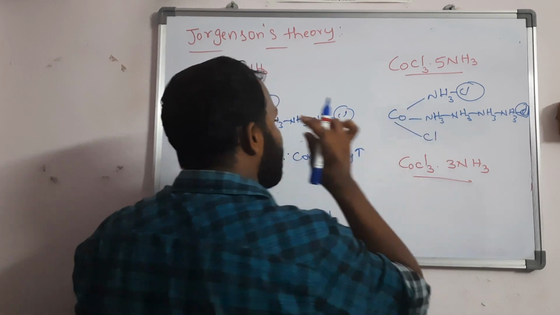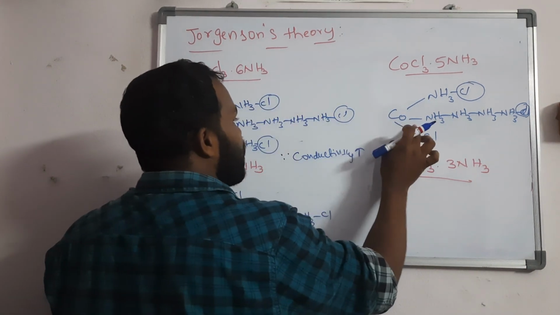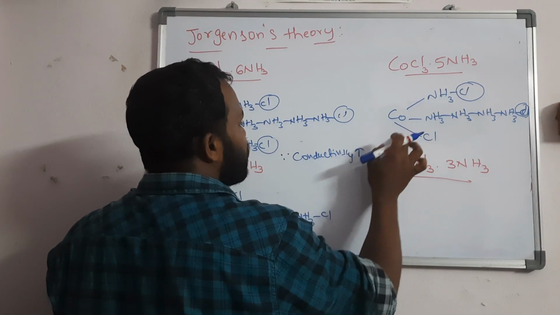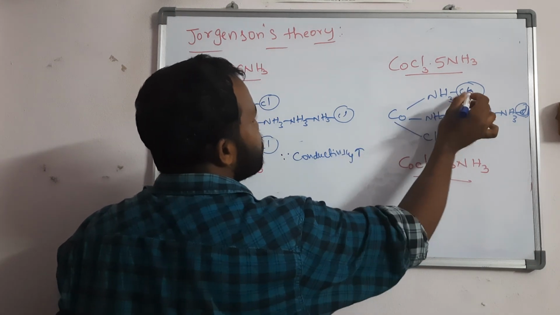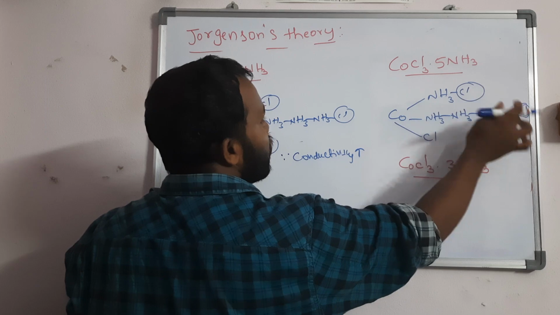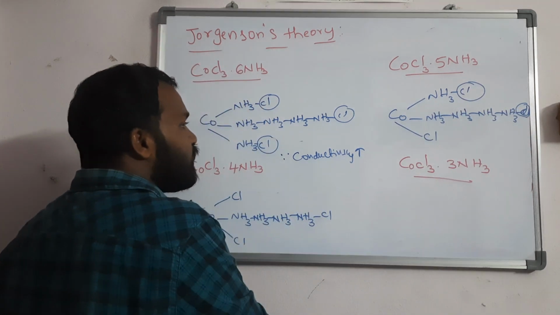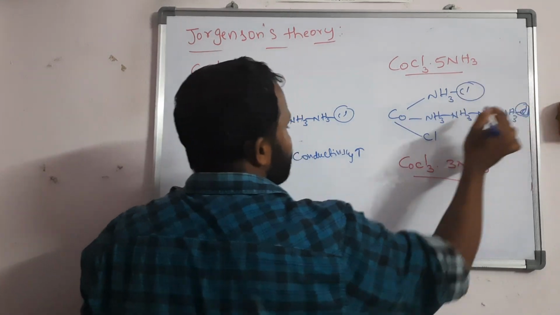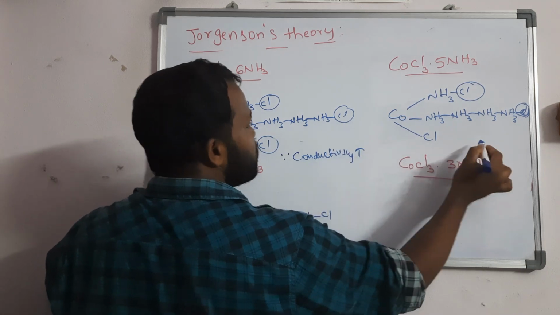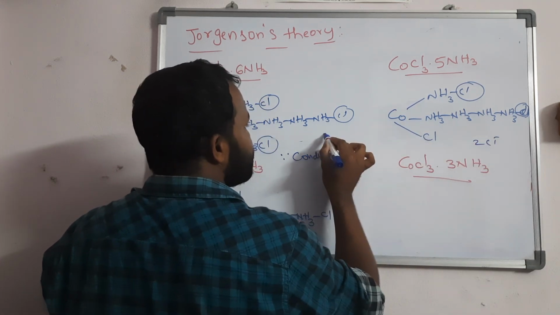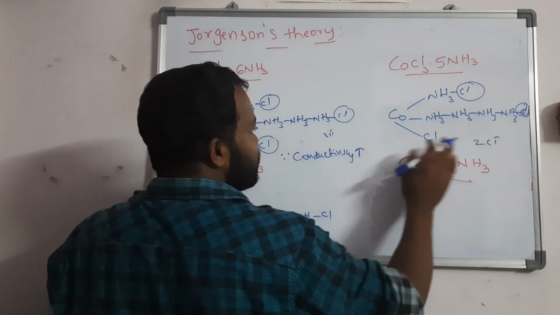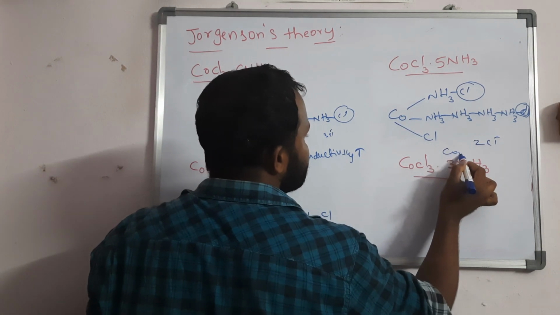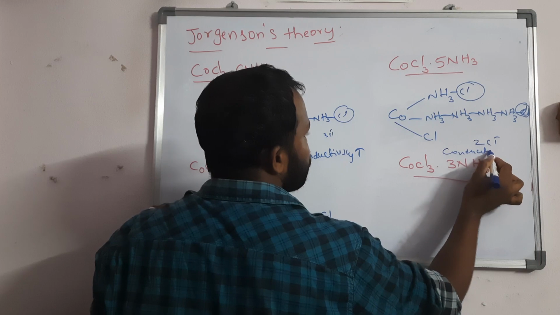One is directly attached to the metal, so that is not going to ionize. So you can say it is non-ionizable valency. Only two chlorides, 2 negatively charged ions only, that is ionizable valency. Hence compared to this, that means you can say 2 Cl minus, right? Here 3 Cl minus. So compared to this, this has less conductivity. Conductivity decreases compared to the first one.